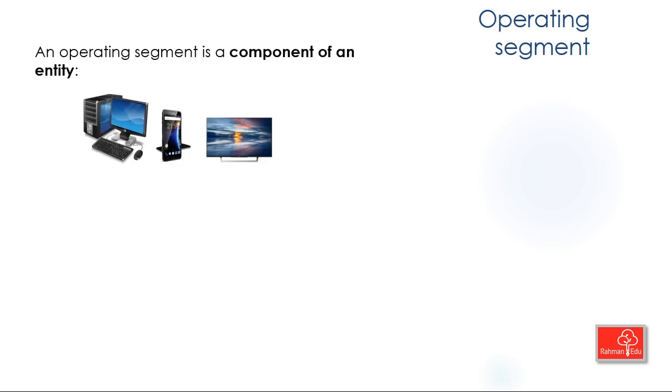Now let's take a look at operating segments. What is an operating segment? An operating segment is a component of an entity. It can be a division. Say for example, Samsung. Samsung sells televisions, computers, printers, mobile phones, right? We can divide Samsung into many product divisions. There can also be geographical segmentation. Think about Unilever. Unilever has operations in Bangladesh, India, Pakistan, and many other countries. That is a component of business, right?